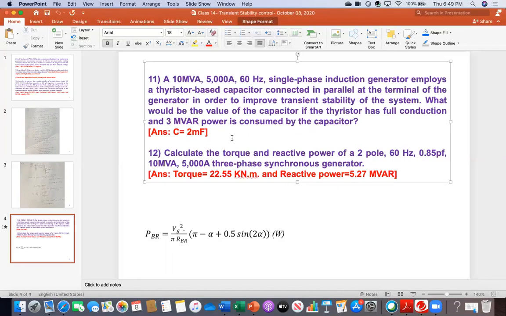Is everybody done with number 11? Yes, Dr. Ali. I got the answer. You got 2 millifarad, Venkat? Yes, sir. Sindhuja? Yes, Dr. Ali. Then everybody try number 12 and then you are done for today.